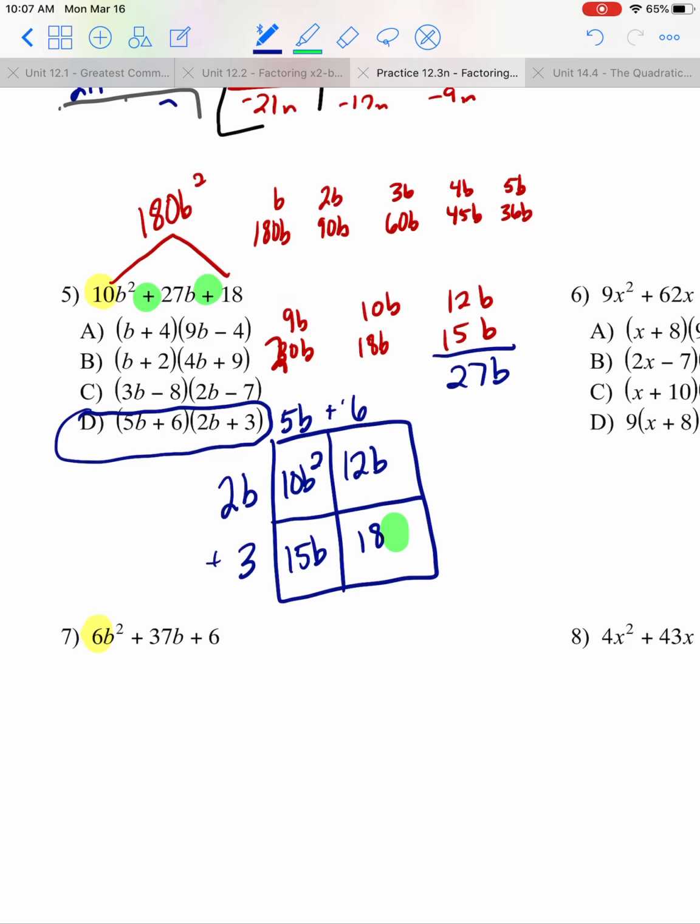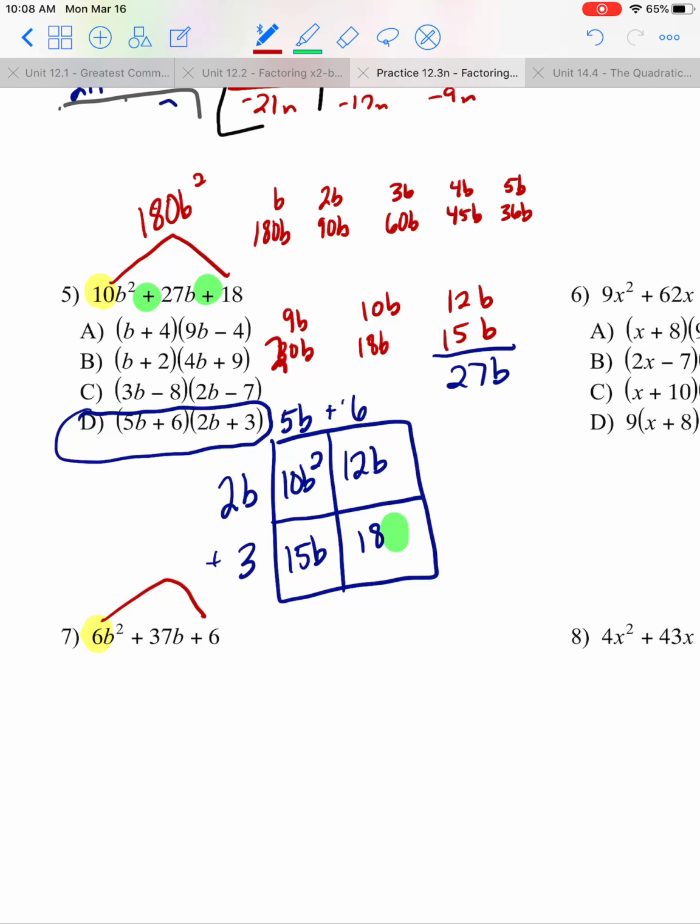Now, did I do anything differently on number 5 than I did on any other question? No, I just had a big number that I had to find the factors of. My rules were still the exact same. I still used the box method. I just had a bigger number I had to find the factors of. So don't let that be too intimidating.